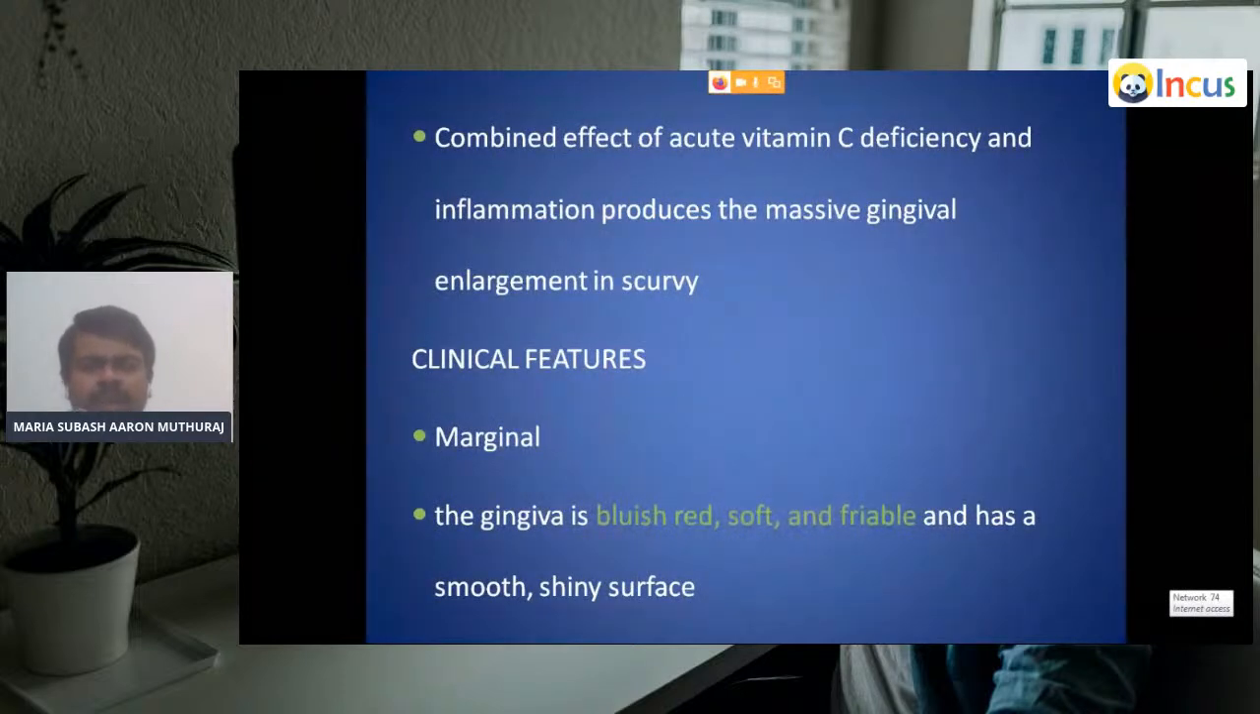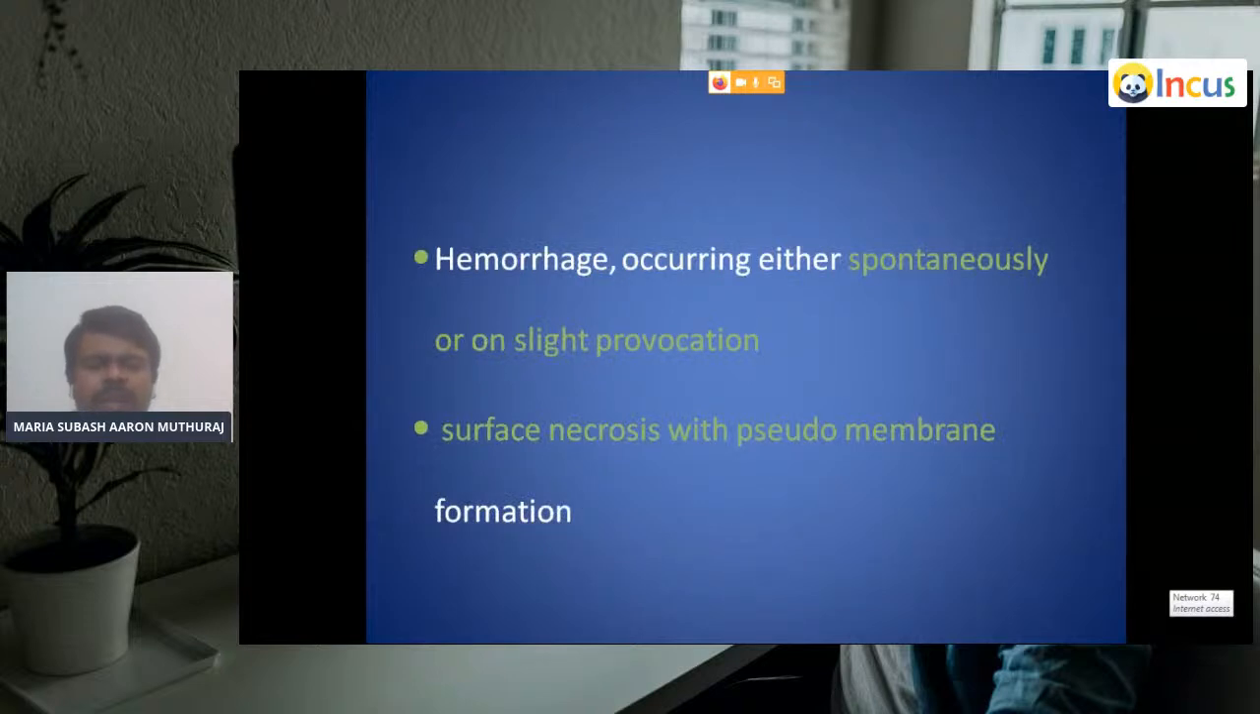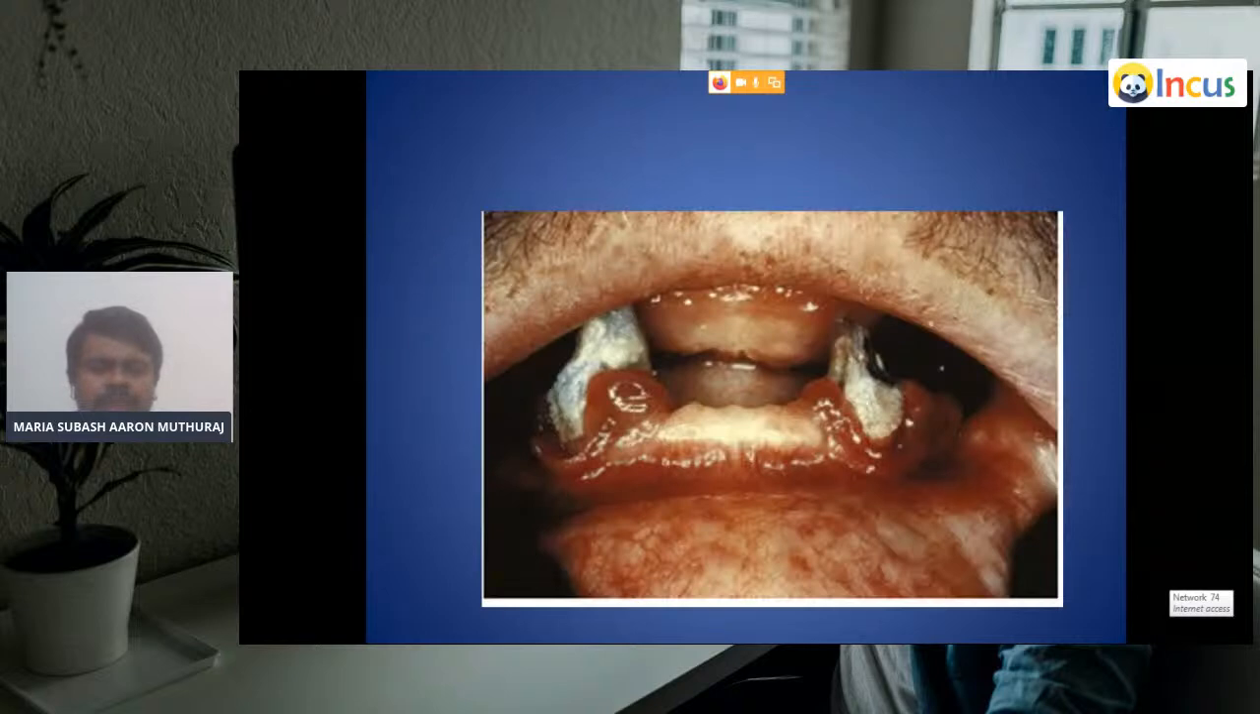A combined effect will be seen commonly in patients with vitamin C deficiency. There is a very large inflammatory component due to increased accumulation of plaque. Usually vitamin C deficiency commonly affects the marginal gingiva. The gingiva will be bluish red, soft and friable, with a smooth shiny surface. Hemorrhage occurs either spontaneously or on slight provocation. Surface necrosis with pseudomembrane formation also will be present. As you see clearly in this picture, pseudomembrane formation is present between these two teeth.